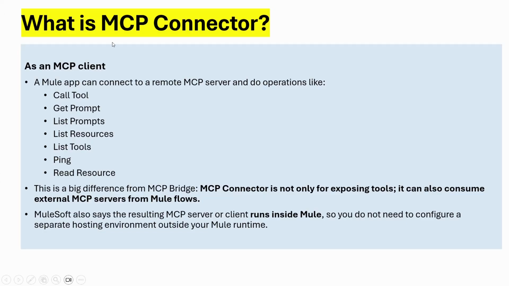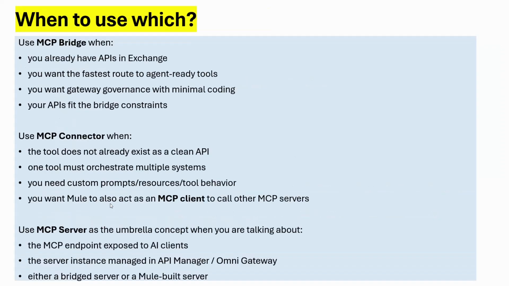So the main difference between MCP Bridge and MCP Connector is that MCP Connector is not only for exposing the tools, it can also consume external MCP servers from Mule flows. If there are any other MCP servers, it can consume those servers also by using MCP Connector operations. But MCP Bridge, it is not possible. MCP Bridge will convert the existing APIs into MCP tools. That's it.